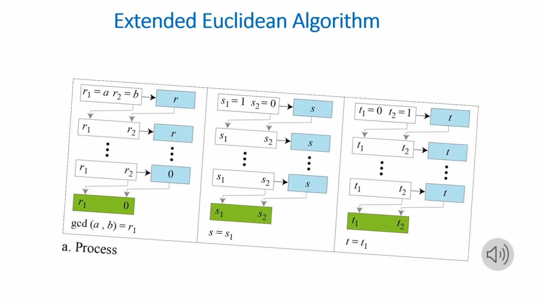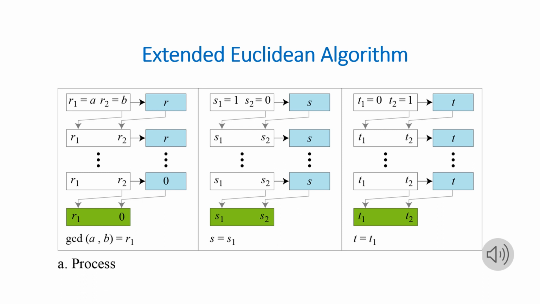The extended Euclidean algorithm. Given two integers a and b, we often need to find two other integers, s and t, such that s times a plus t times b equals GCD(a, b). The extended Euclidean algorithm can calculate the GCD(a, b) and at the same time calculate the values of s and t. The extended Euclidean algorithm uses the same number of steps as the Euclidean algorithm.